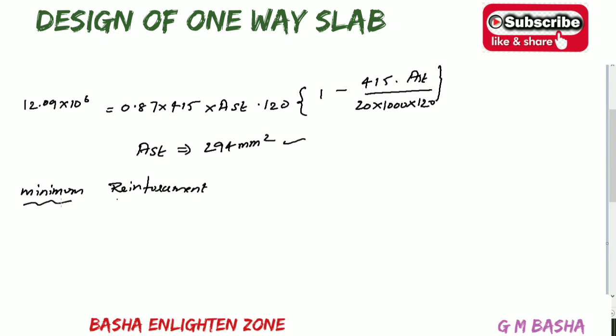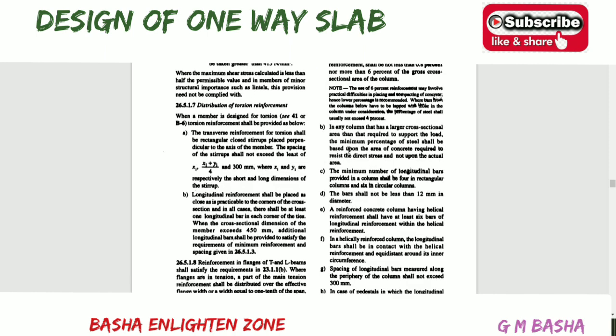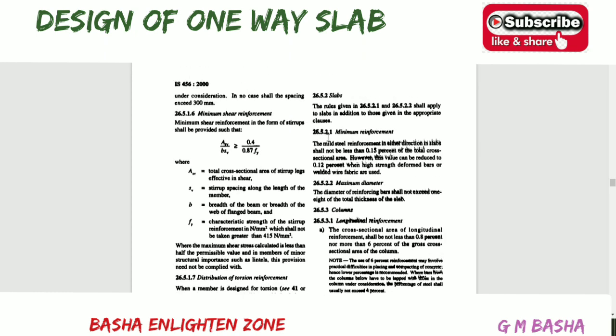So that also I'll show you in our code book. So the page number will be, for the minimum reinforcement, see here in your code book, the page number will be 48 in our IS 456 code book. So that is clause 26.5.2.1, minimum reinforcement. The minimum reinforcement for mild steel will be 0.15% of the total cross sectional area.